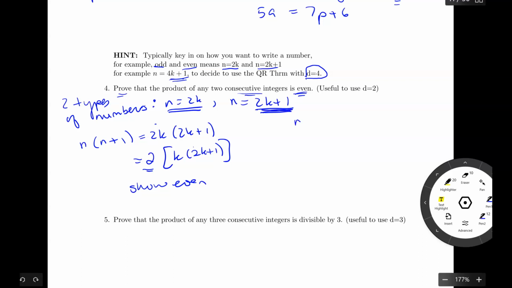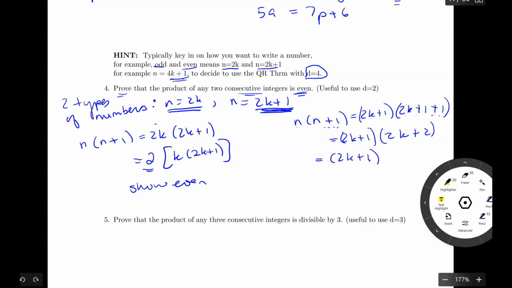What if it's this kind of number when I'm talking about two consecutive integers, n and n plus 1? So I'm replacing n with 2k plus 1, and then I have 2k plus 1 plus 1, right? So this plus 1 is this plus 1. So 2k plus 1, and then what do I have in here? 2k plus 2, which is 2 times k plus 1. So I'm just going to put the 2 there. So I have 2k plus 1 times k plus 1, just gathering them together. So I see that this shows that it's even.